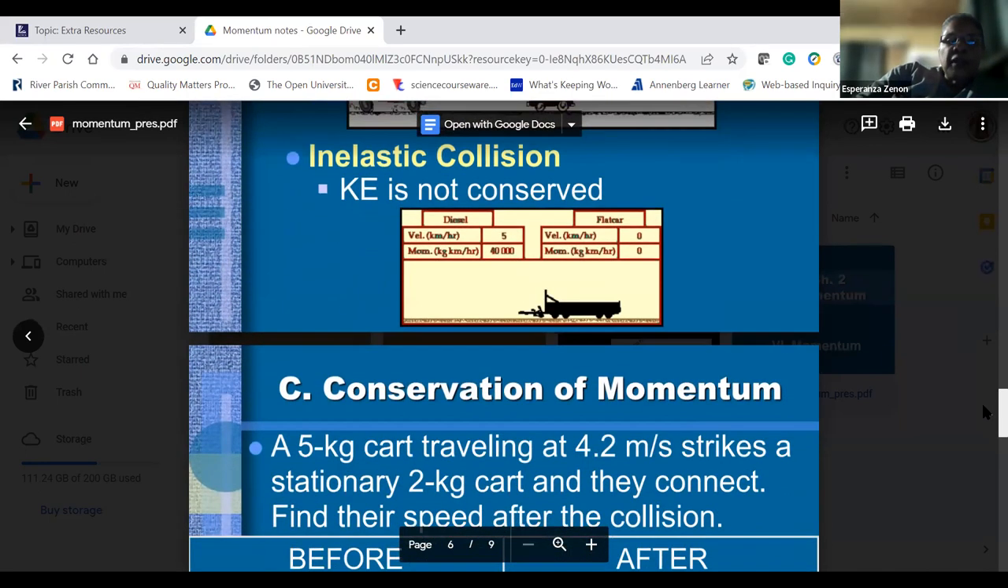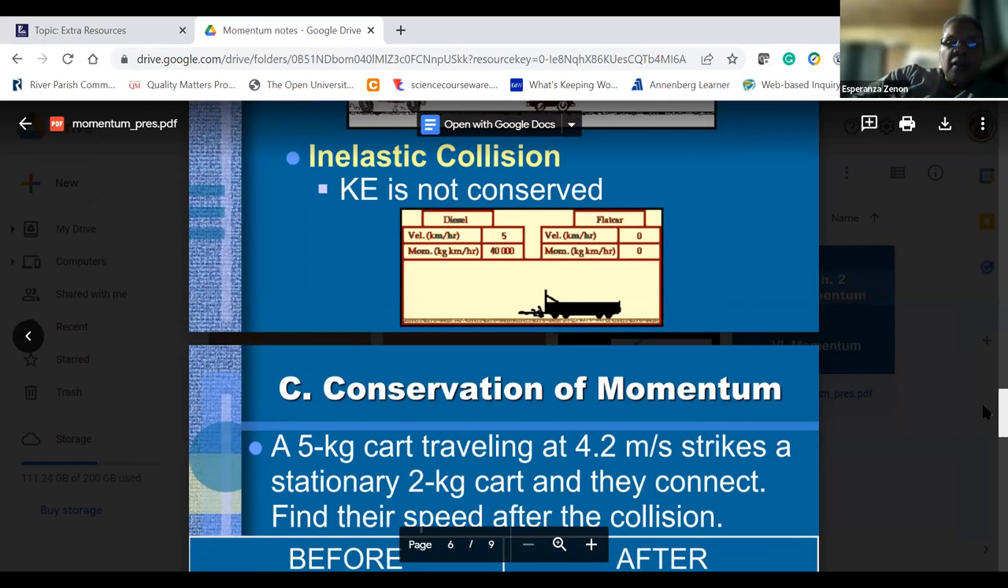Whereas for this perfectly inelastic collision, momentum is going to be conserved, but kinetic energy will not be conserved. You don't see the diesel car in the picture here, but what's going to happen is that the diesel car is going to come into the picture and connect to the flat car. That connecting tells us that it's inelastic.